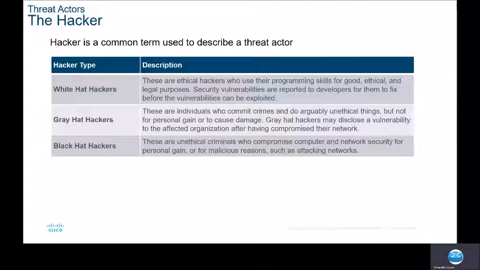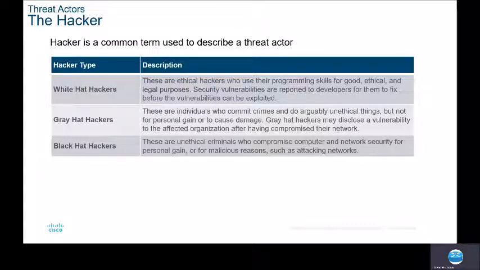Okay, so threat actors. The common term hacker is used to describe a threat actor. White hat hackers are ethical hackers who use their programming skills for good, ethical and legal purposes. Vulnerabilities are reported to developers for them to fix before the vulnerabilities can be exploited.